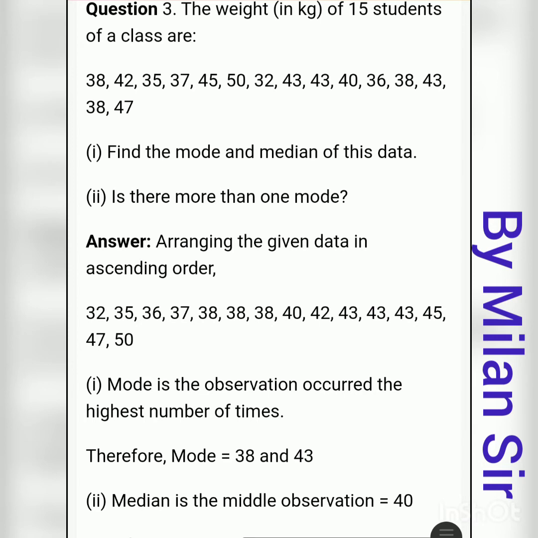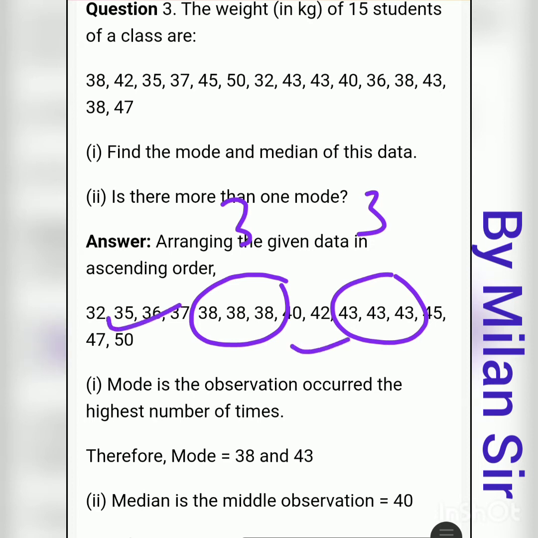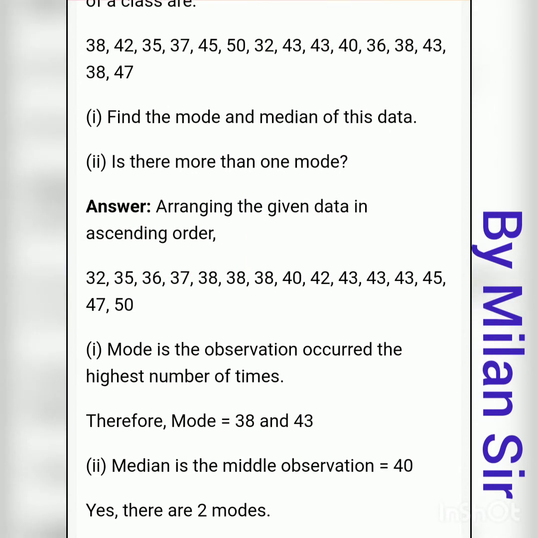Mode means most repetitive value. Here 38 is repeating 3 times. 43 is repeating 3 times. So here we have two numbers which are repeating an equal number of times. Most repetitive value, so here we have two values, 38 and 43, because both are repeating 3 times. So we have two answers for mode: 38 and 43.